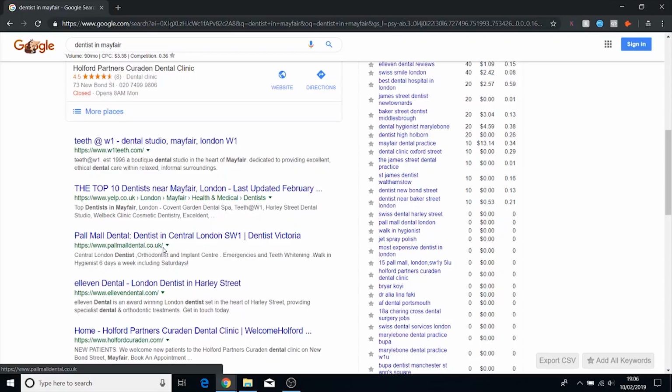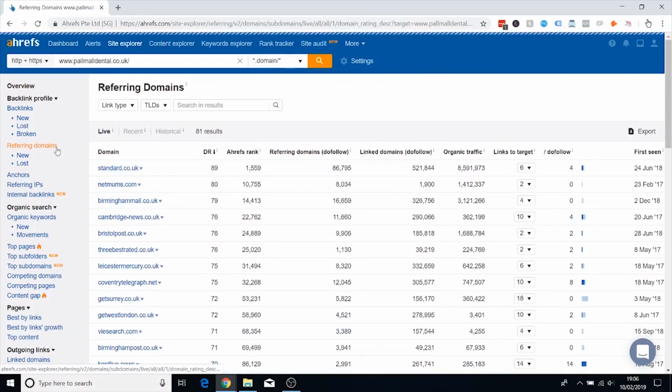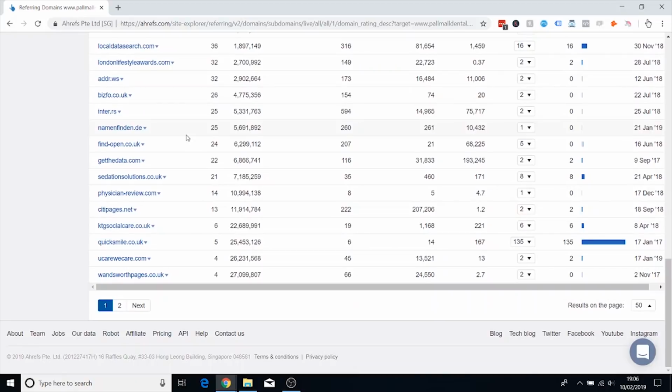Pormaldental.co.uk. Let's have a look at that. Okay, so 81 referring domains. Let's just take a look at how powerful these sites actually are. They've got a decent bit of power going to them.